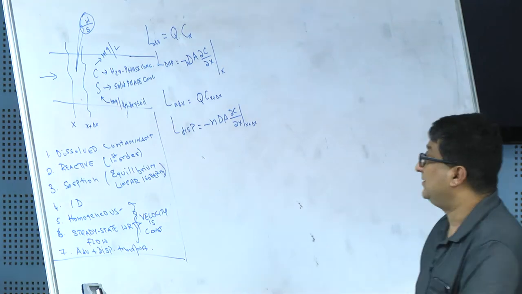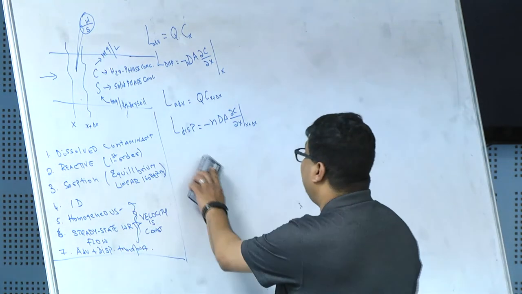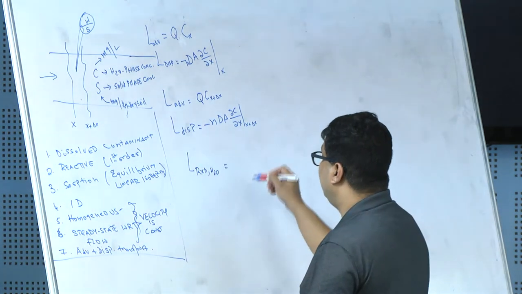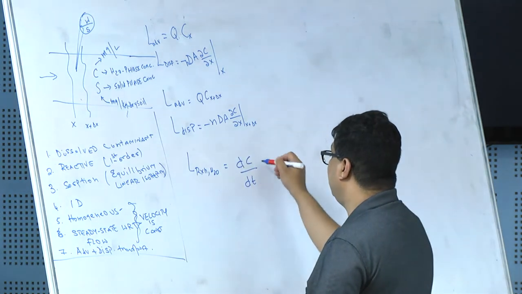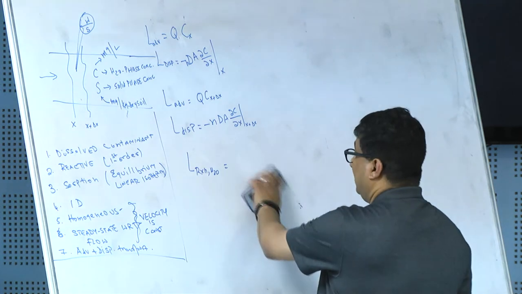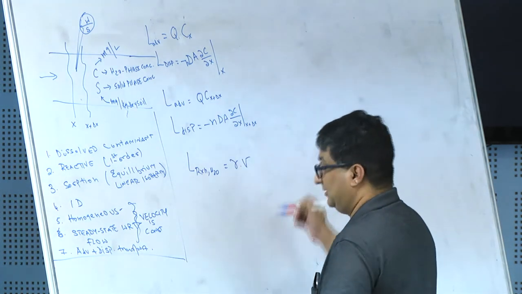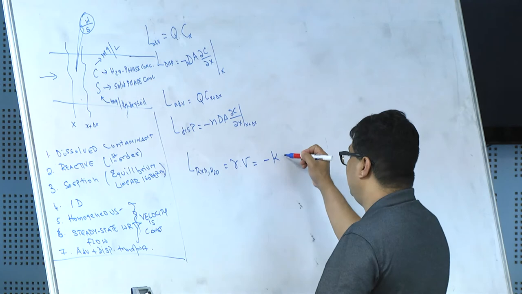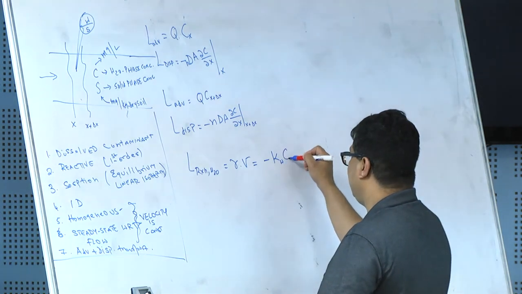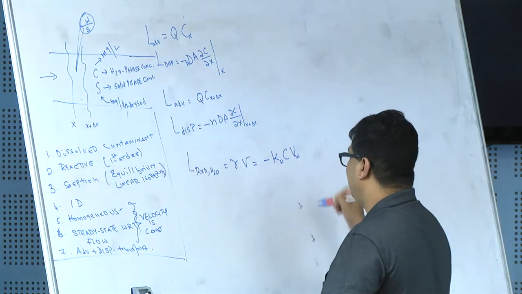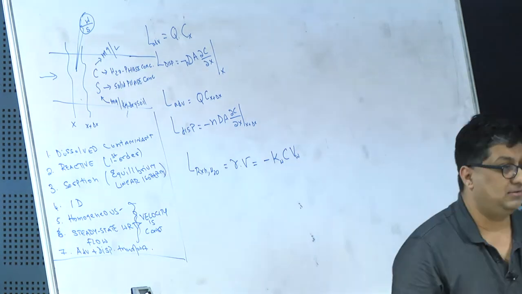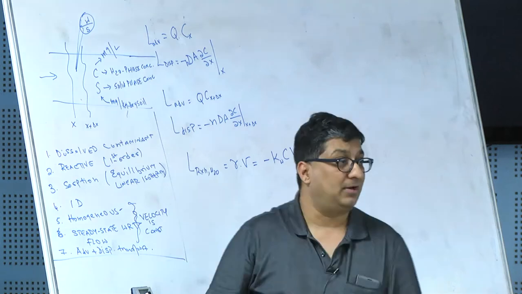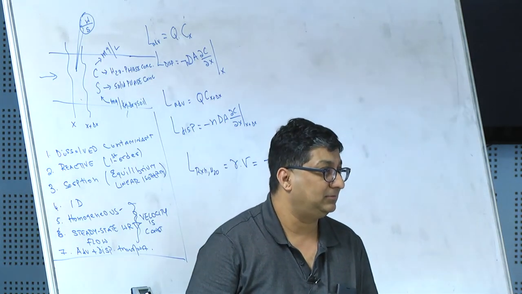So for reaction, we can write the reactive flux in water, which is dC/dt, or R times V, which is equal to minus k_W C V_W. V_W is the volume of water in that control volume. Say if I take this little control volume and calculate the volume of water, that's what I get.